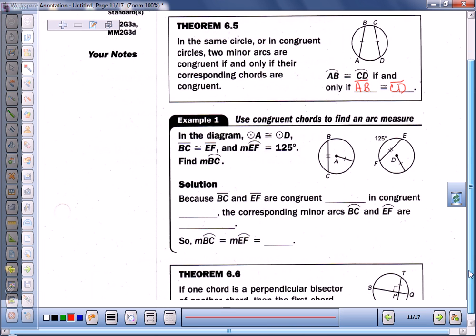Okay, so they tell us we have two congruent circles, and we can tell that because they're circles that have congruent radii. That means the circles are congruent. And then it also states that BC is congruent to EF. So the measure of EF is 125. What would the measure of BC have to be? The same, 125. And the reason they're the same is because those two are congruent chords in congruent circles, and the corresponding minor arcs would have to also be congruent.